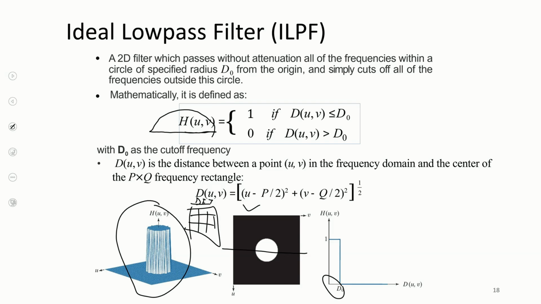So what is D? D(u,v) is the distance from the center to any pixel (u,v). Let's say I pick any pixel here. This term is the distance from the center. If this distance is less than d0, and d0 is this, then the value will be 1, otherwise 0. For any pixel, I calculate this distance. If it is less than d0, it will be 1; if greater, 0. Now we must decide about the optimal values.